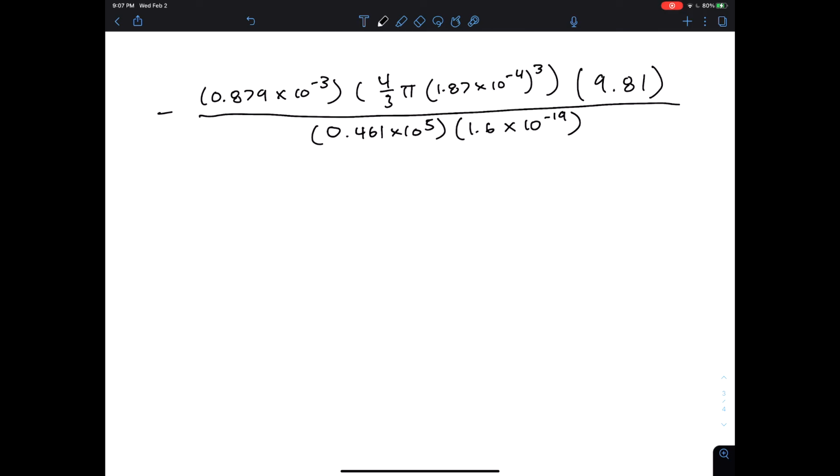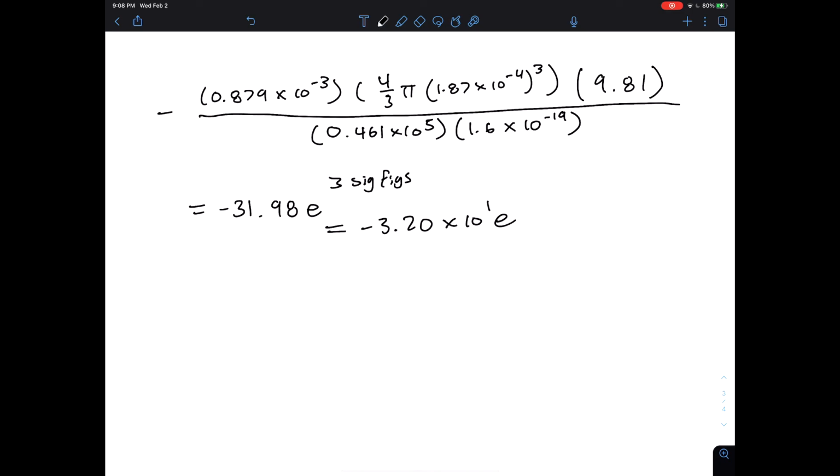Now, if we plug into our calculators real quick, you end up getting negative 31.98 in the calculator, but since it's 3 sig figs in the whole problem, this is equal to negative 31.98 e. This is equal to negative 3.20 times 10 to the first e, which is the answer.